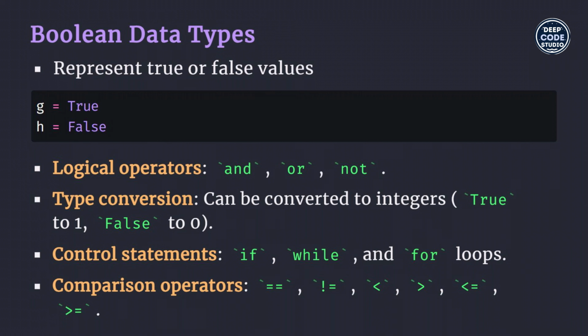Booleans are also often used in control statements to guide the flow of execution in your program, such as in if statements, while loops, and for loops. Booleans also work alongside comparison operators like double equal to, not equal to, less than, and greater than, to compare values and make decisions based on these comparisons. And don't worry if you don't understand what logical operators or control statements are, because we will cover all of these constructs later in our future videos.